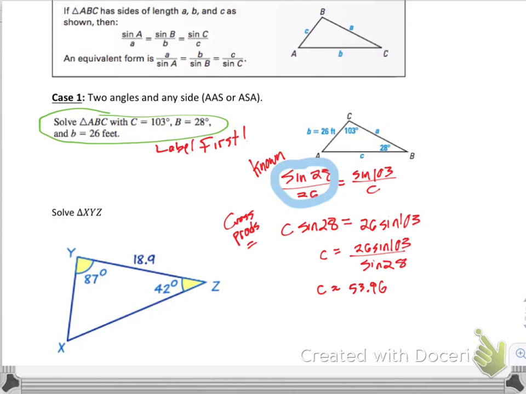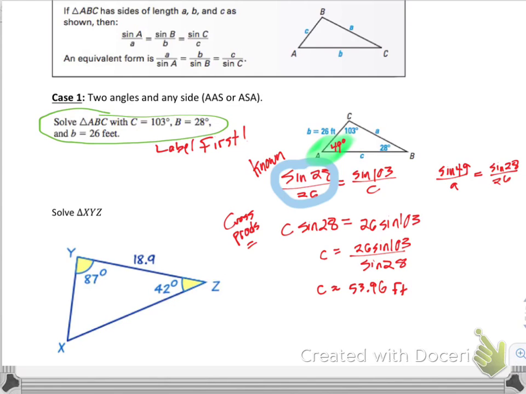You're going to get about 53.96 if you round to two places. We'll deal with the rounding issues later on, but for now you're just getting started. Be able to find these, and then say, hey, is that reasonable? You know, side B is 26 feet. Is 53.96 feet okay? Ask that question every time you get a value.